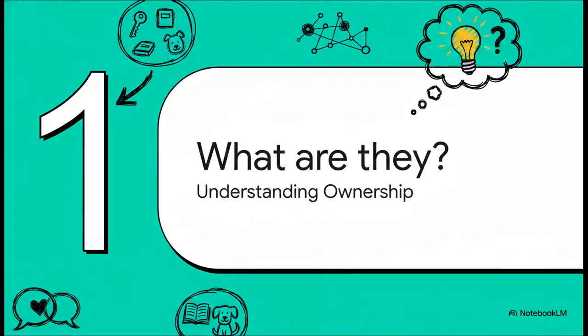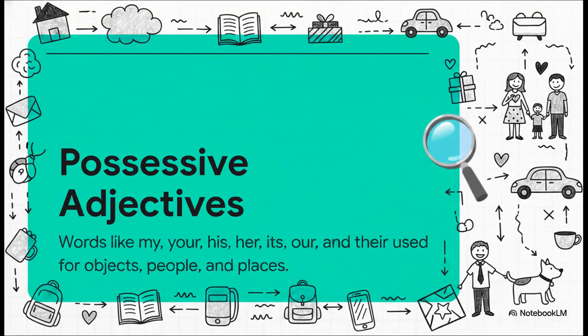Okay, section 1. What are possessive adjectives and understanding ownership? Now think about this for a second. You literally hear these words all day, every day. Possessive adjectives are simply words like my, your, his, her, its, our, and their. And their entire job in the English language is just to help us talk about objects, people, and places, and specifically to show exactly who they belong to. Honestly, they're like the essential glue that connects people to their relationships and their stuff.